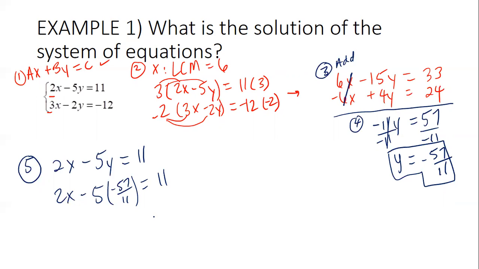Does anyone know the trick of getting rid of a fraction? If you only have one fraction in a problem, does anyone know how to get rid of it? No? All right, the trick is you multiply all terms by that one fraction's denominator. Notice how I have just an 11 in the denominator. If I multiply everything times 11, I eliminate that 11. So I go from having a fraction to not having a fraction. And that gives me 22x minus 5 times negative 57 equals 121.